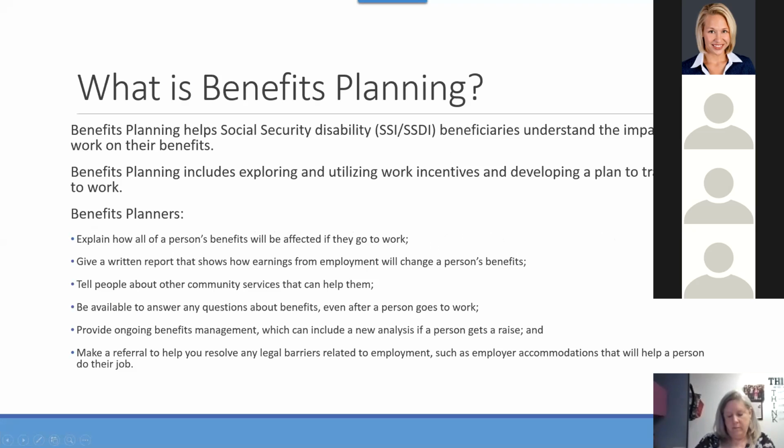I wanted to just provide a little bit of information on benefits planning because everybody does have a different level of understanding and experience with the topic. In a nutshell, benefits planning helps people who receive a Social Security disability benefit understand how employment will impact their benefits. It helps people explore and utilize work incentives and develop a plan for transitioning to employment.